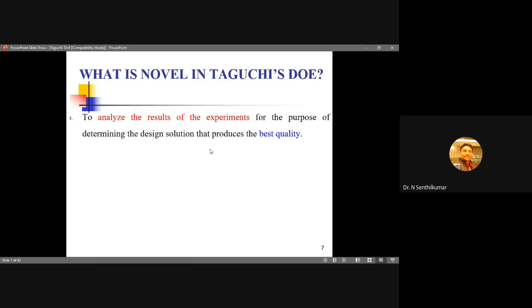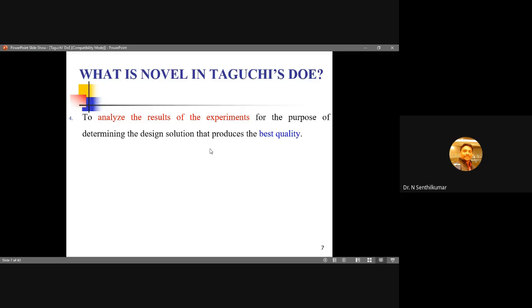So in both cases, whether it is maximization or minimization, I am going to have the best quality. We call these the quality characteristics. The outputs are called quality characteristics. If it is productivity, then it should be maximized. If it is number of defects, then it should be minimized. So like this, we are going to analyze the results, analyze the experimental outcomes.